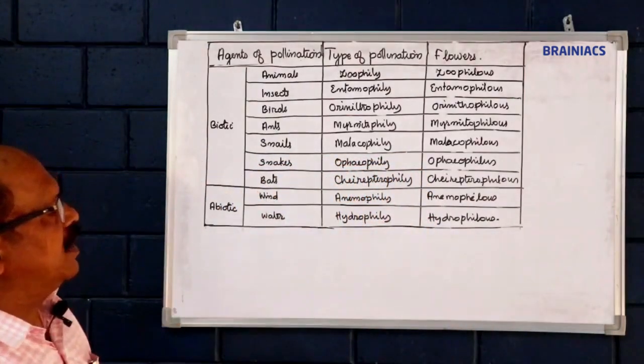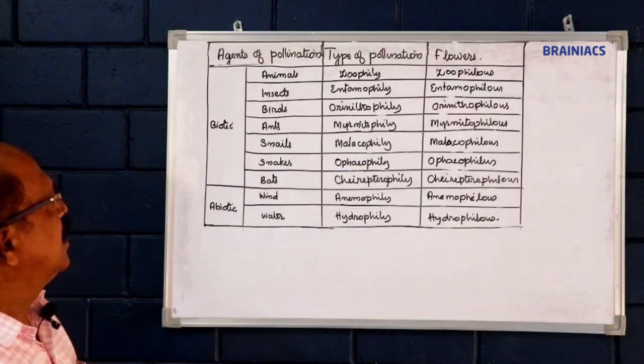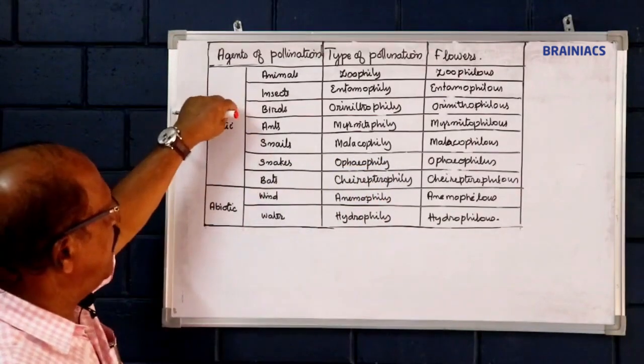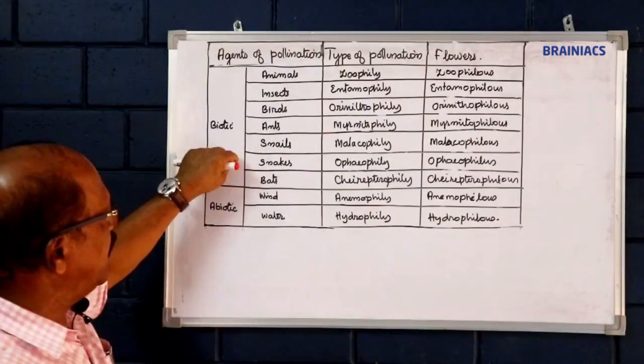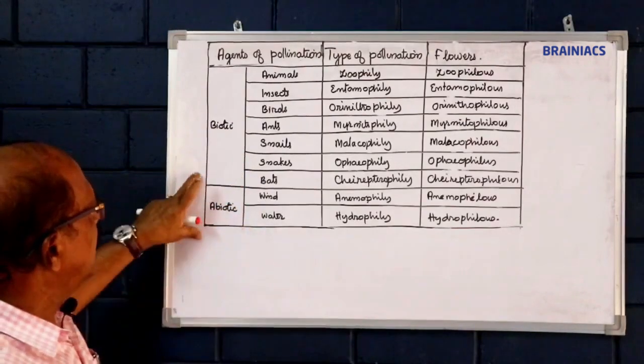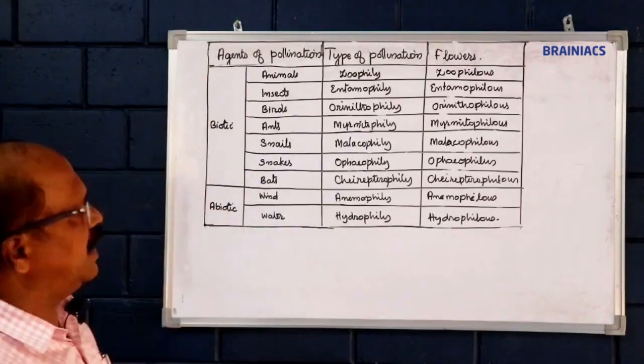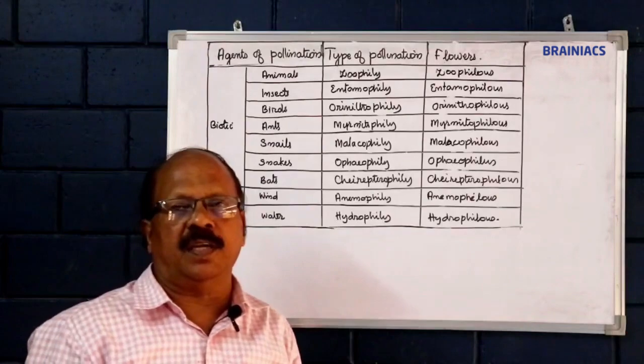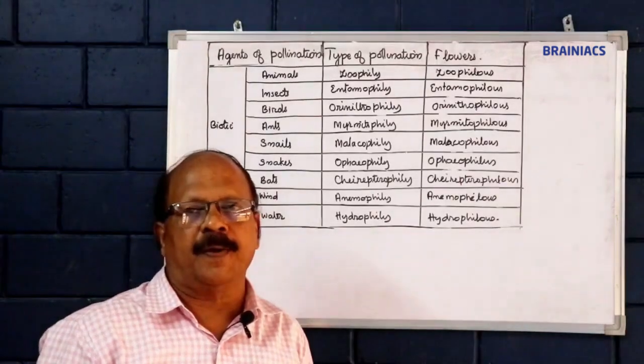Agents and types of pollination and flowers. Animals, insects, birds, ants, snails, snakes, bats, wind, water. These are abiotic, these are biotic agents. Rest on the next class.